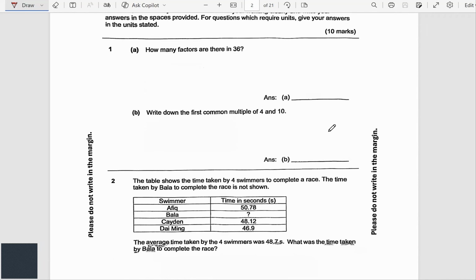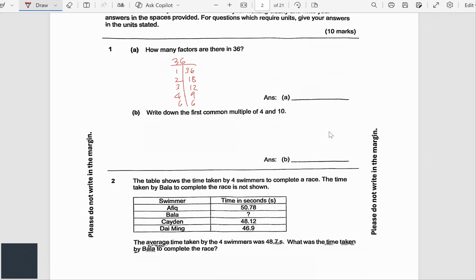Question 1. How many factors are there in 36? So we'll list down the factors of 36. One times 36, 2 times 18, 3 times 12, 4 times 9, and 6 times 6. So for questions involving factors, just make sure you get all the factors, okay?